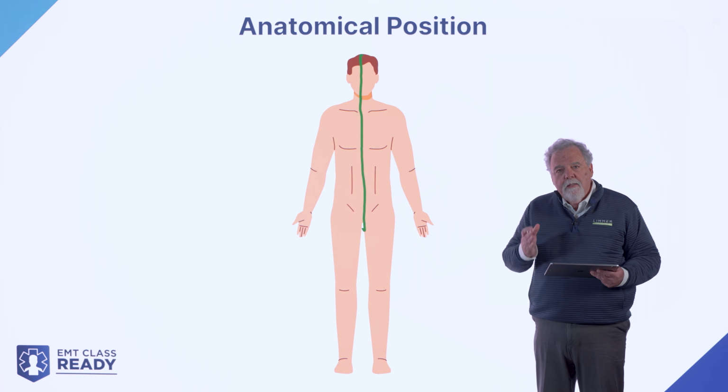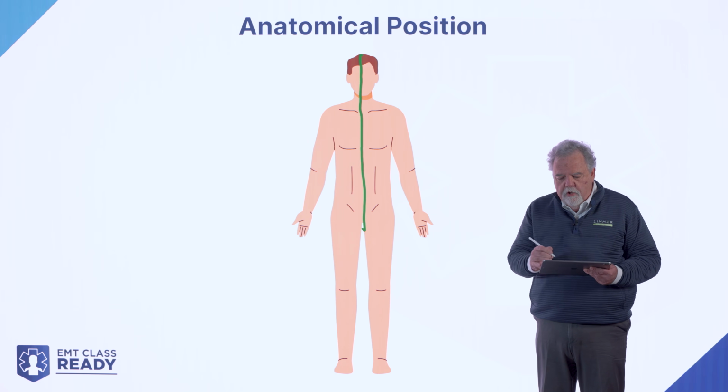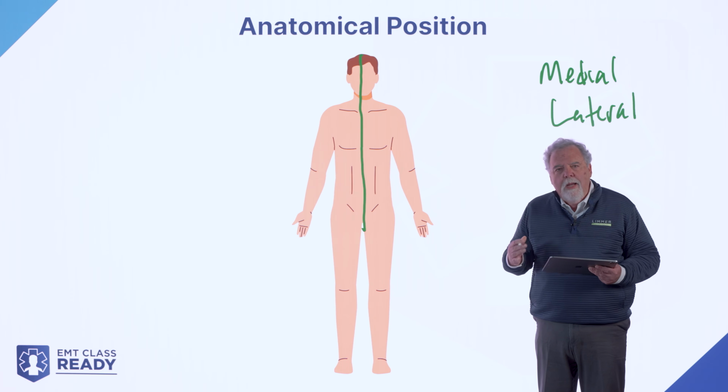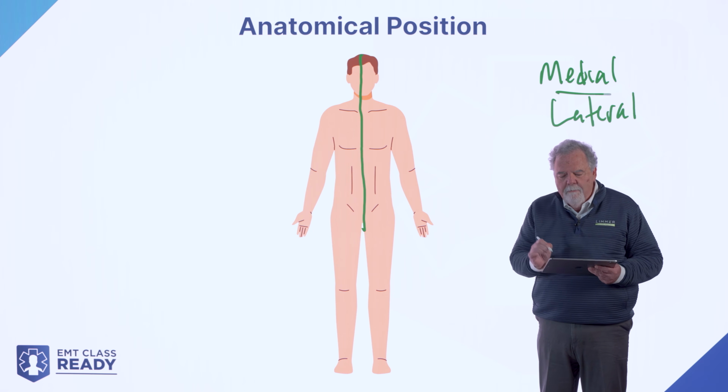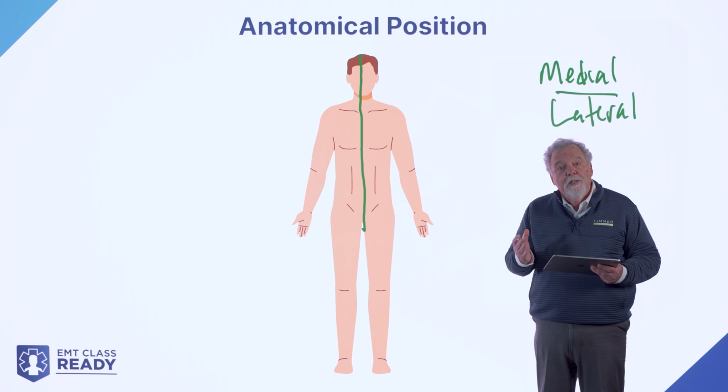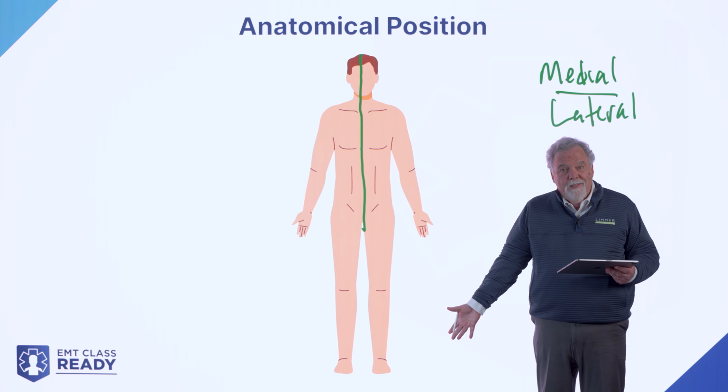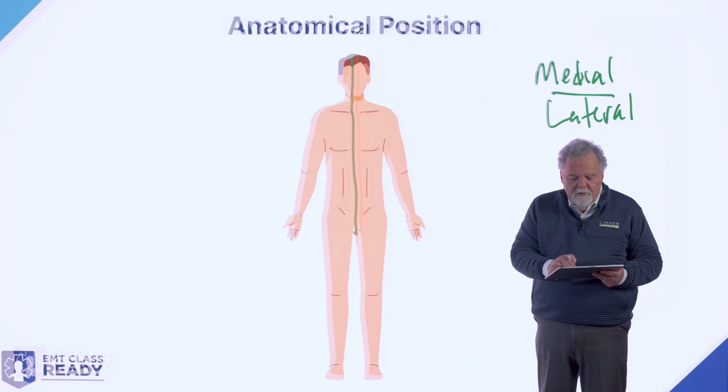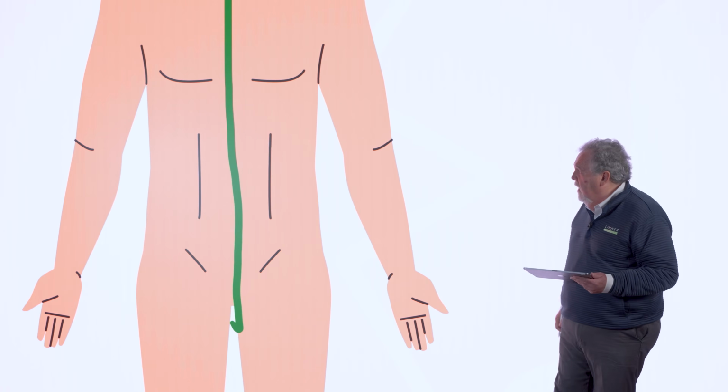That midline splits the body, but also gives us the ability to use the directional terms medial and lateral. Now, the way to remember this is that medial is closer to the midline. Medial, midline. So let's take a look at where this is important. And let's show why it's important to have the palms facing out. So let's zoom in here and take a look at the arm.